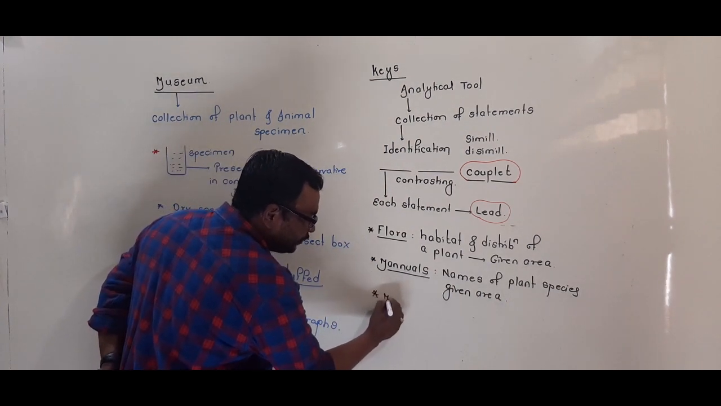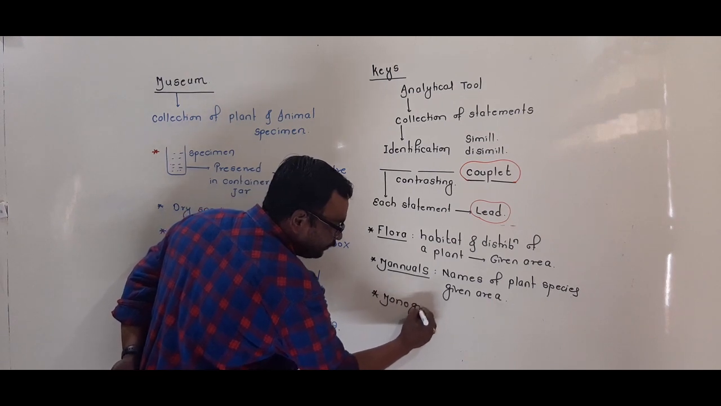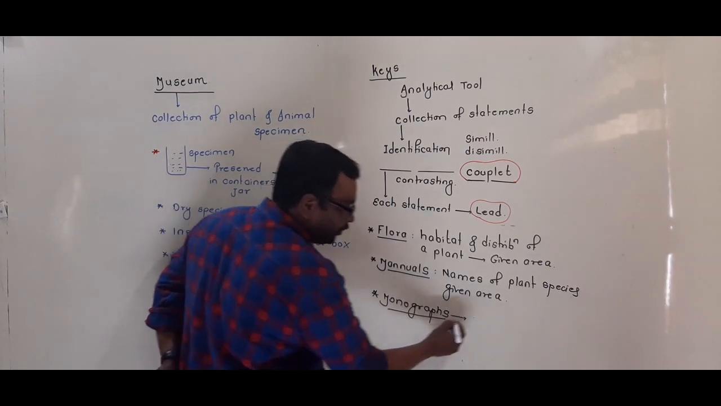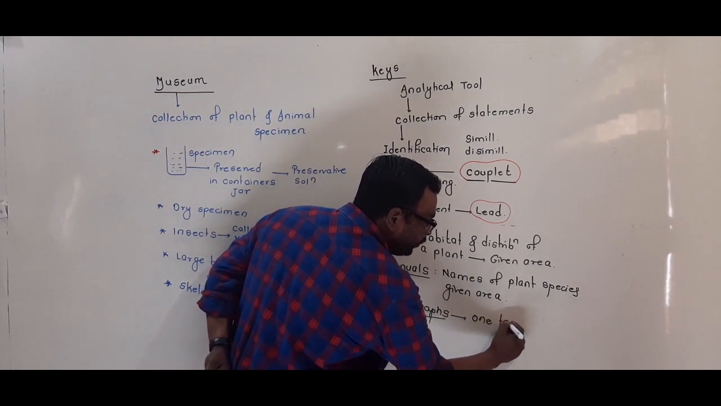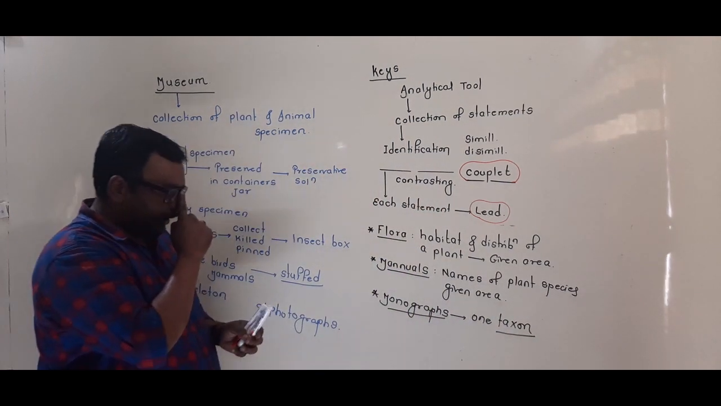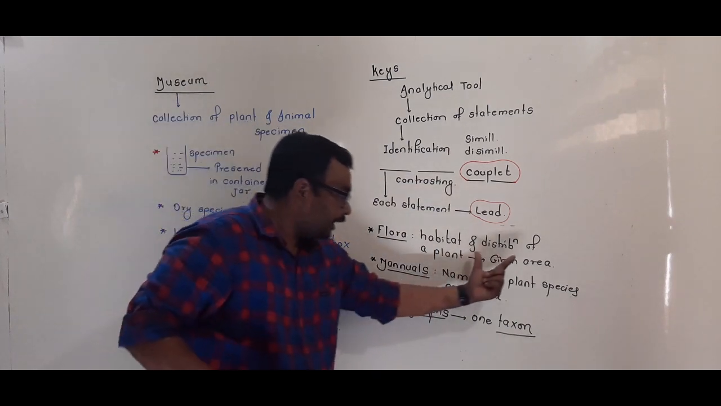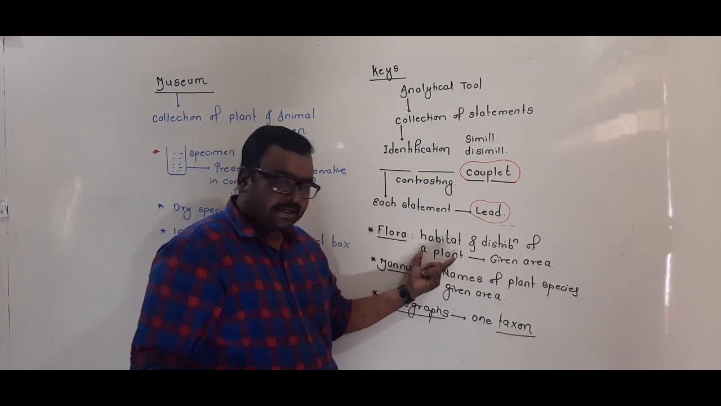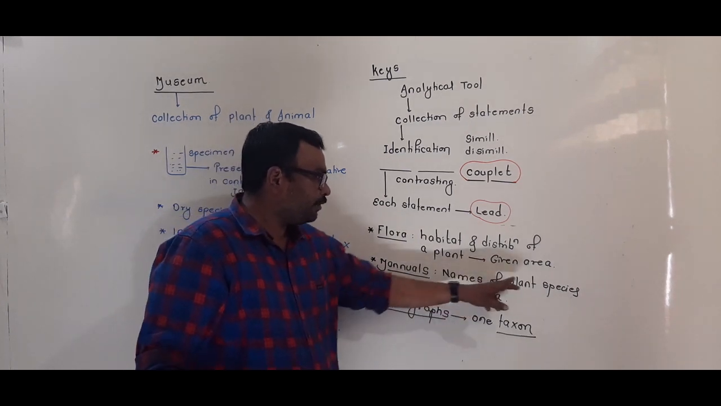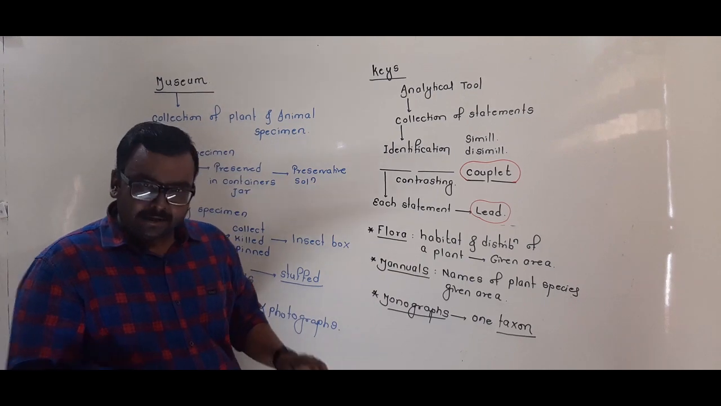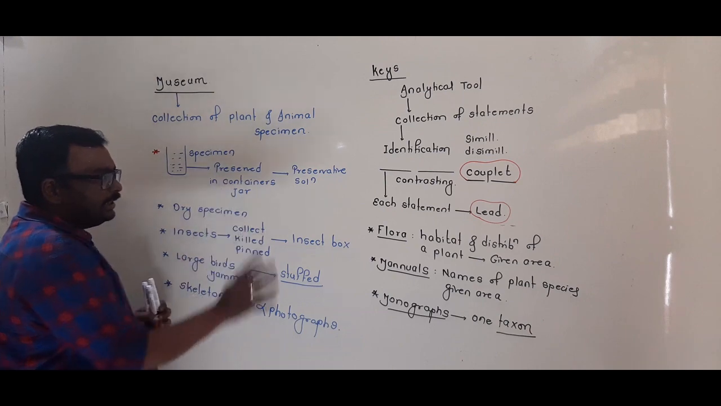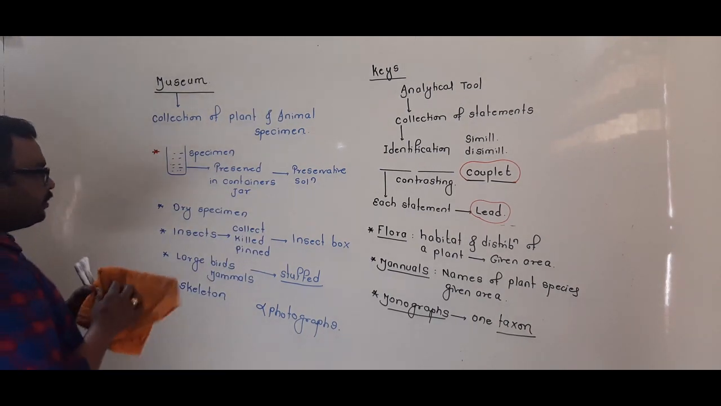And the third one is called monographs. Monographs give you information on only one taxon or only one category. So whenever you study only one taxon, category, or one group of animals, that is called a monograph. In a given area, plant habitat and distribution is called flora. The names of plant species is called manuals. And only one taxon is called what? Monographs. So these are the different taxonomic aids we have discussed.